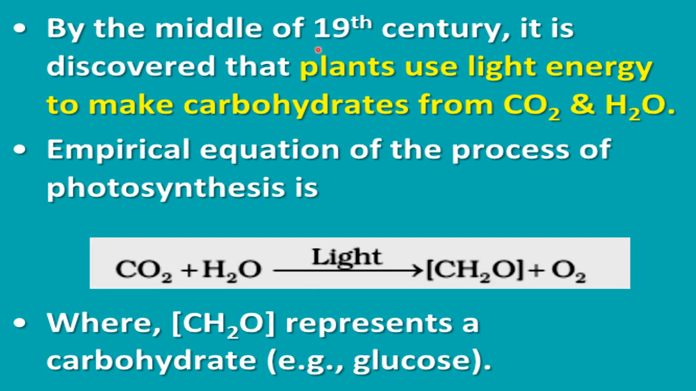By the middle of the 19th century, it was discovered that plants use light energy to make carbohydrates from carbon dioxide and water. The empirical equation of the process of photosynthesis is carbon dioxide, CO2 plus H2O, in presence of light, makes C6H12O6, right? That is, you can write it like CH2O, n.